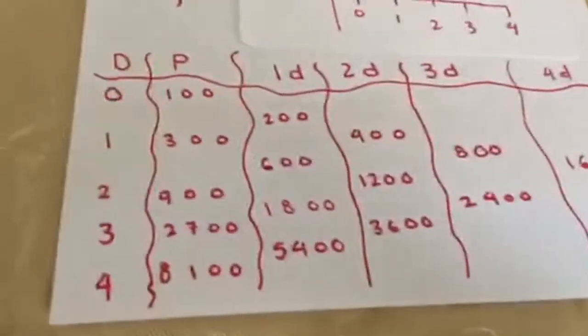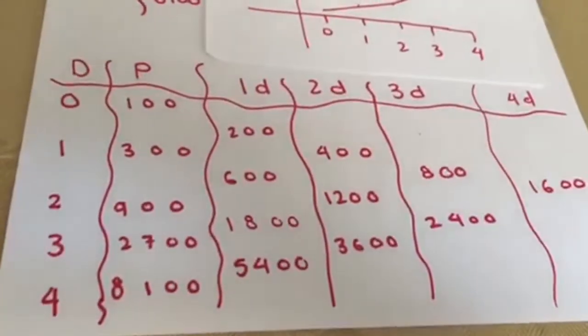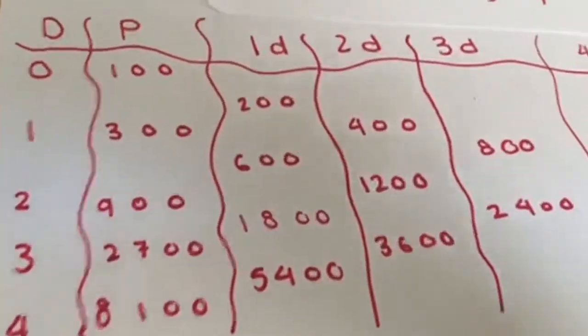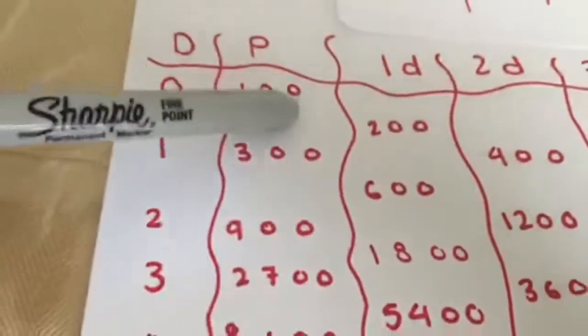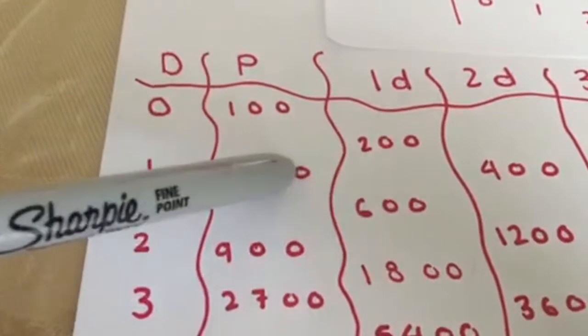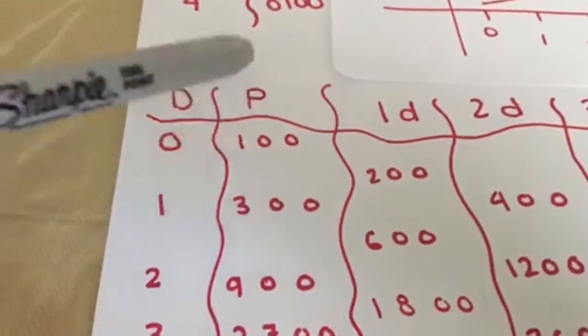So here is showing the differences between each population. On day 0 to 1, which is right here, 200 is the difference between 300 and 100.